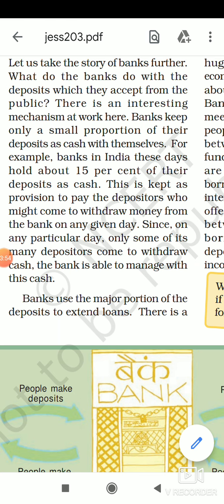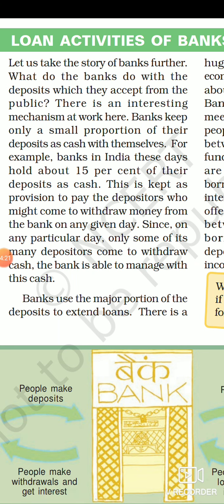Banks use the major portion of the deposits to extend loans. Now the question arises: the money which we deposit in the bank, what happens to that? The bank circulates that money. And loan is the important activity of the bank. All the industries, trade activities and business activities are running only through loans, because big businessmen get loans from the bank and then start their business, and the bank also wants to provide loans. Why?